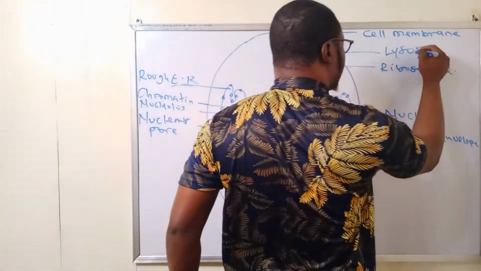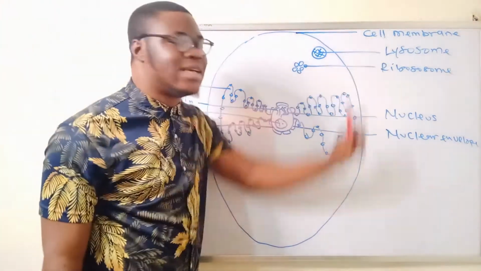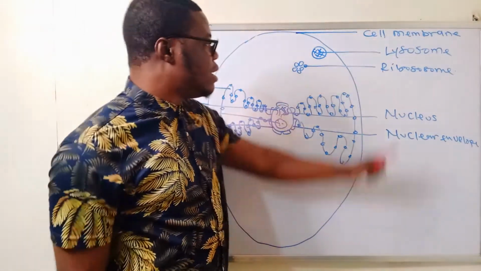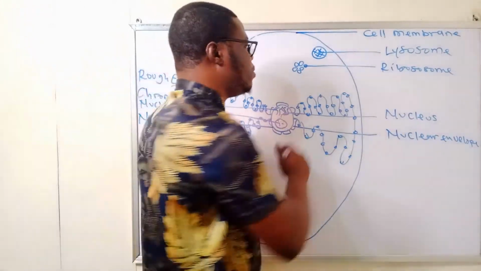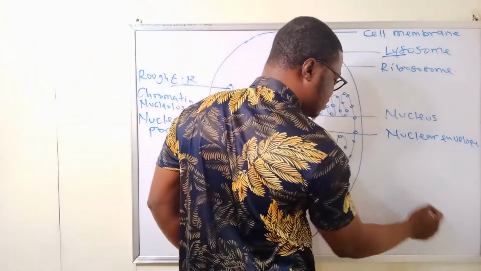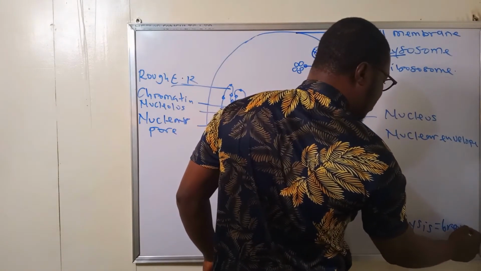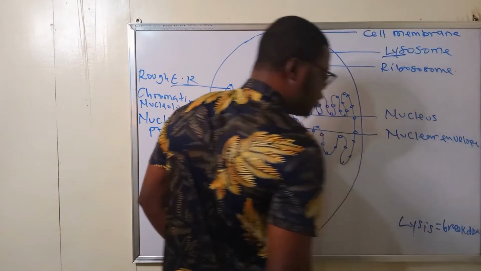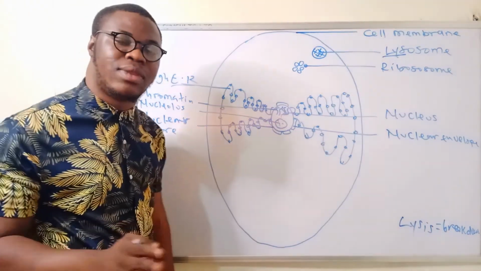Now, what is the function of this lysosome? If the ribosome is synthesizing protein, the lysosome will be breaking down the undigested protein. The lys in front of it is from the word lysis, and lysis means breakdown. Add that one to your anatomical terms. So the function of the lysosome is to break down undigested protein. As simple as that.